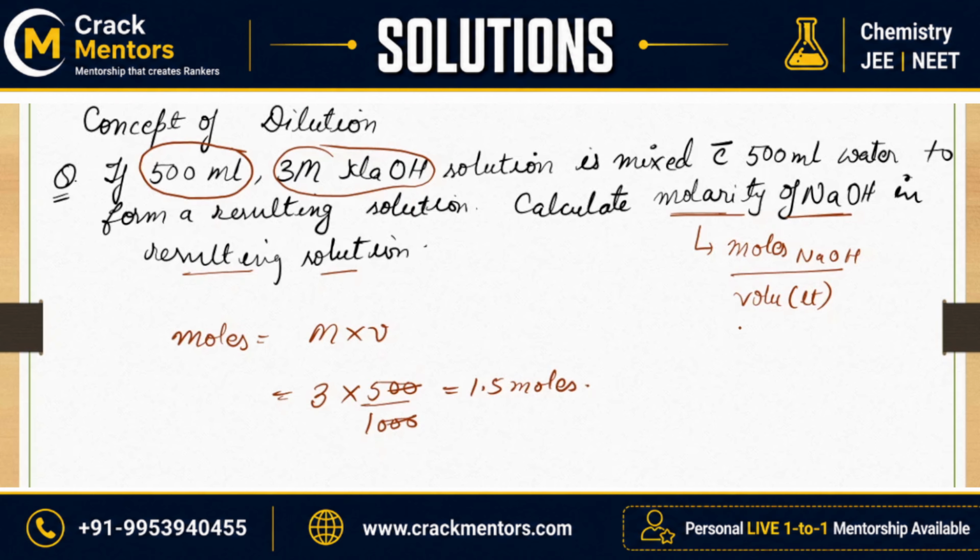Now, what you can see that we have added only water to this container. We have not added any kind of moles of NaOH. So that moles will remain constant. So here in this formula, I can write 1.5 moles of NaOH upon volume of solution in liter. So initially we were having 500 ml and later on 500 ml were added. It means 1 liter. So that will become 1.5 m. Okay, that will be the molarity of the resulting solution.